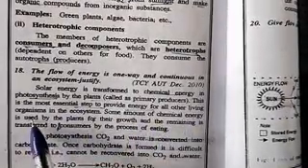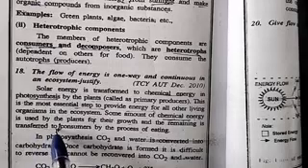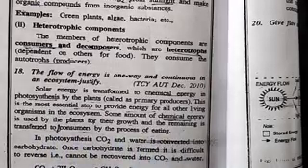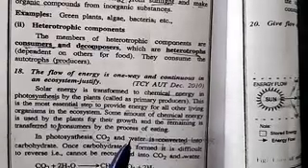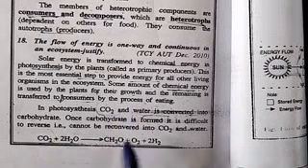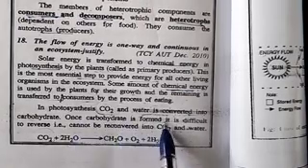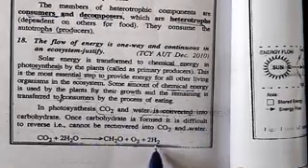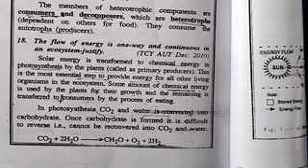Some amount of chemical energy is used by plants for their growth and the remaining is transferred to consumers by the process of eating. In photosynthesis, CO2 and water are converted into carbohydrate. CO2 plus water gives CH2O, that is carbohydrate, plus oxygen. This is what forms during photosynthesis.